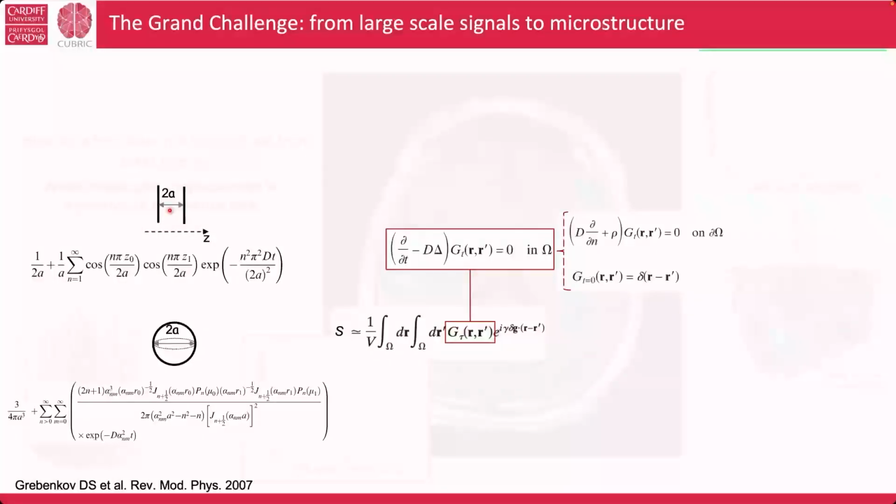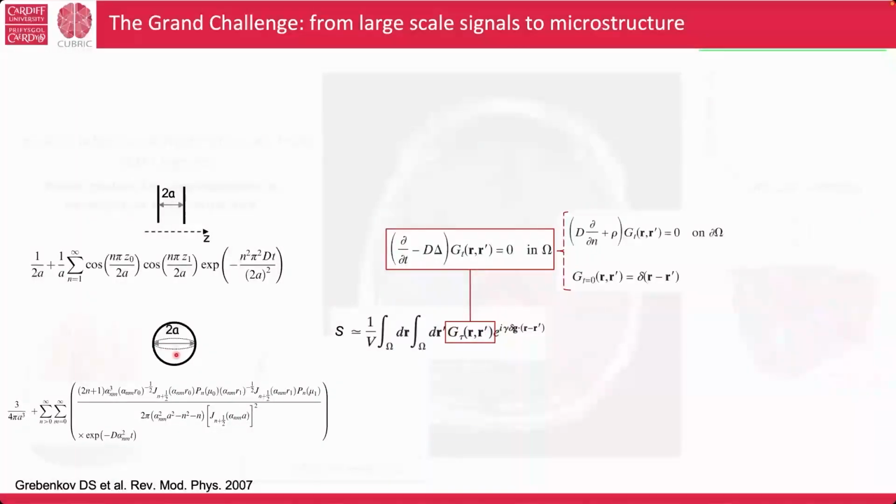And so here you see an example of diffusion between two parallel infinite planes, for which we know what the boundary is: two planes at a distance 2a. And then we assume perfect reflection, so Neumann condition at the boundary. We solve the equation and we obtain this solution for the propagator, for G.